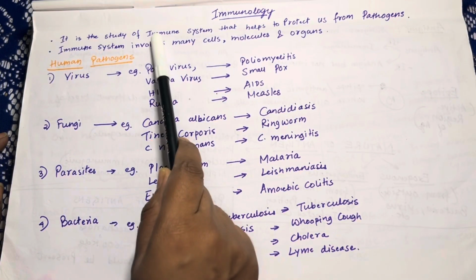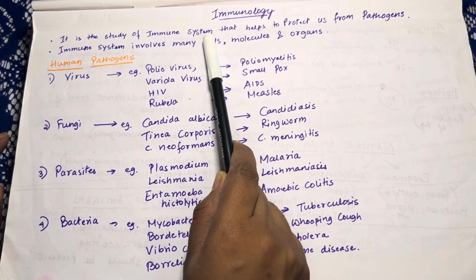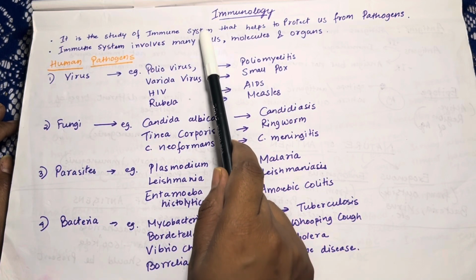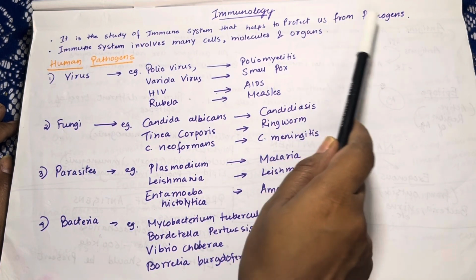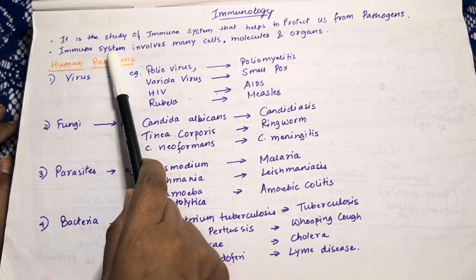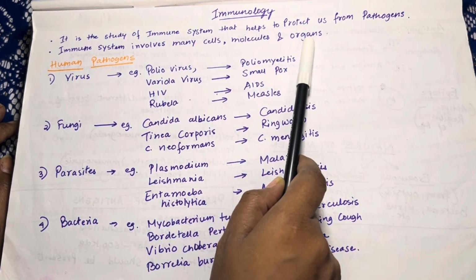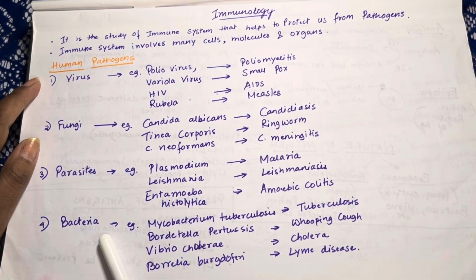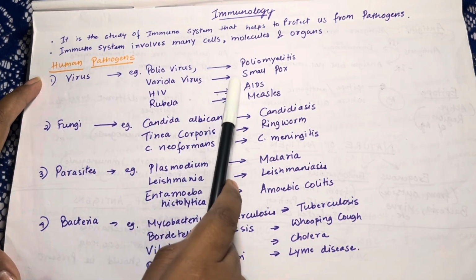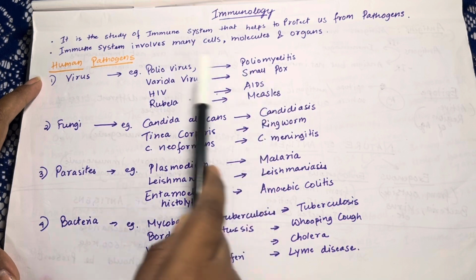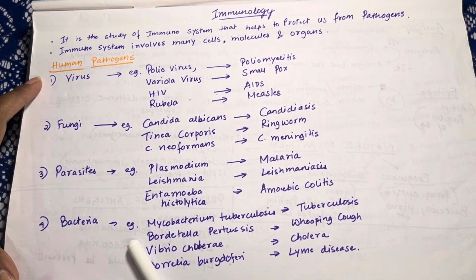Immunology is the study of the immune system, and the immune system is a system of our body that helps to protect us from pathogens. The immune system can involve many different types of cells, molecules or organs. These are the list of some human pathogens and the diseases that are caused by these pathogens. You can take a screenshot for later.